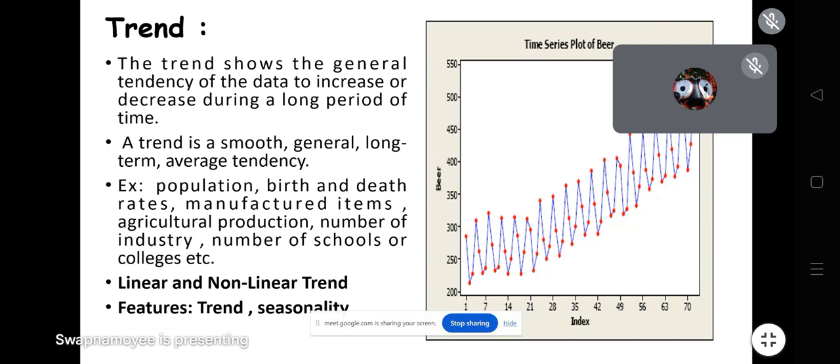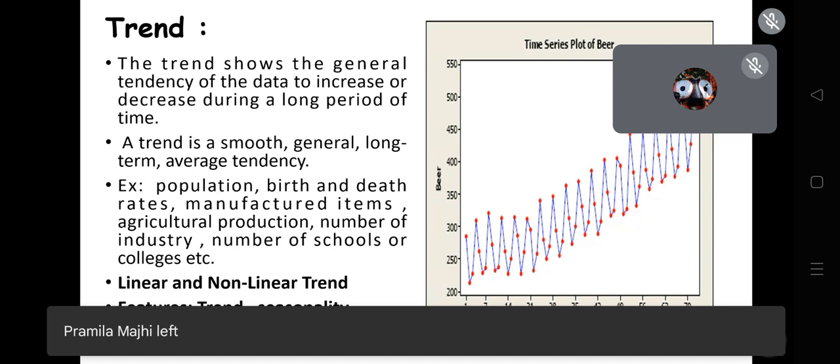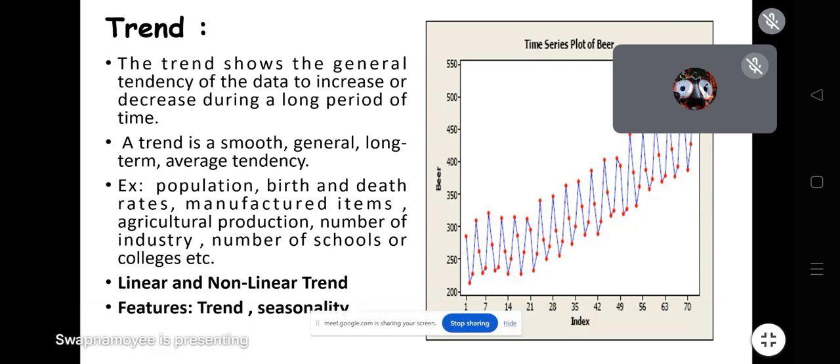You can see some examples of time series, like population, birth and death rate, the number of industries or schools in a particular area. These are all examples of long-term time series data.